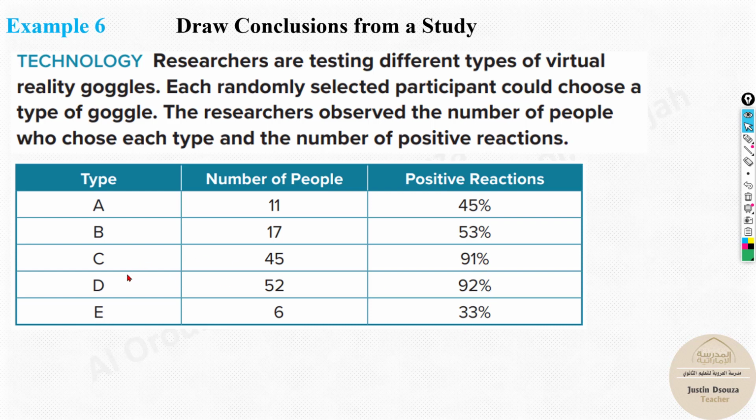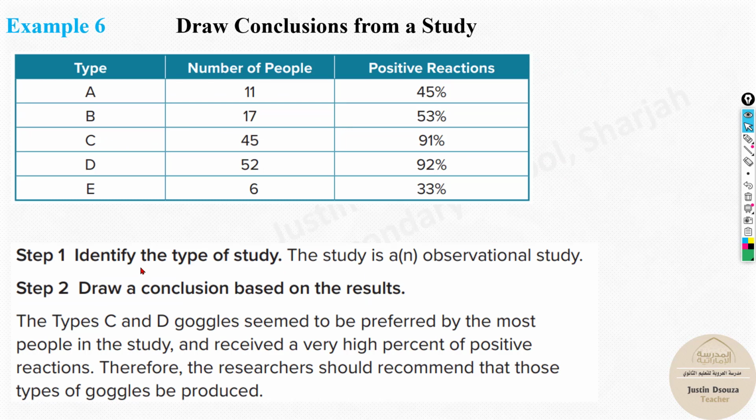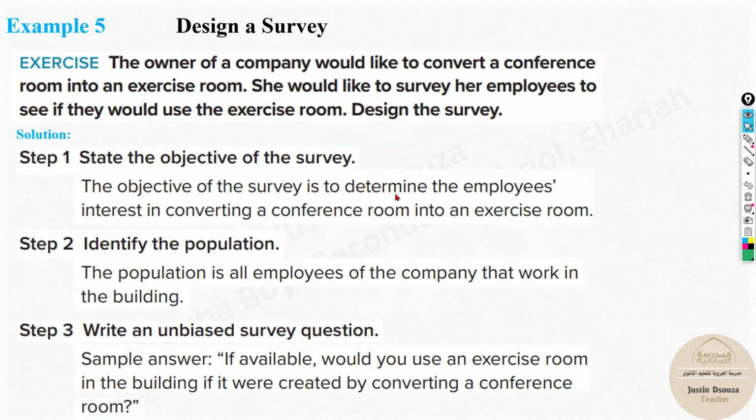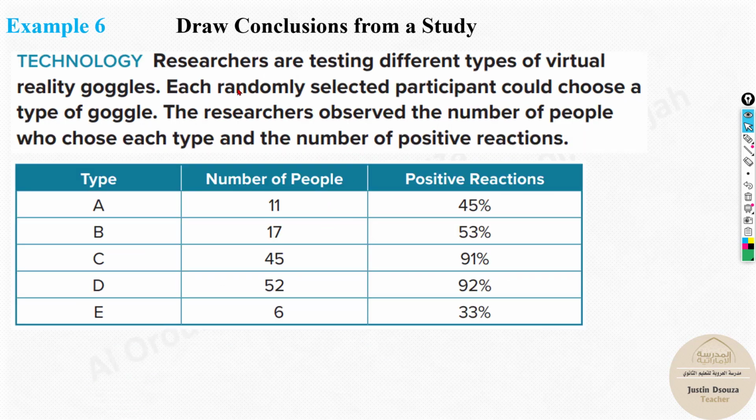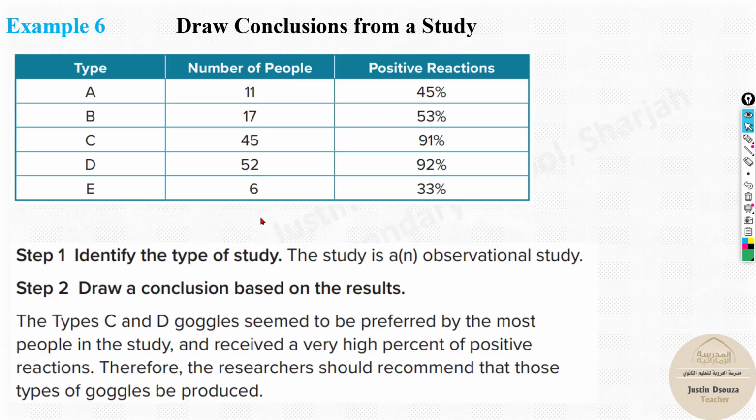Now, easily you can tell these two are the most important ones. These are the ones which are most prominent among all the others. Now, identify the type of study. What is being done? The researchers let participants use the goggles and observe the number of people. See, this is an observational study. It's not an experiment. They are not told to use this goggle or that. They are just observing whatever is going on. So this is an observational study.